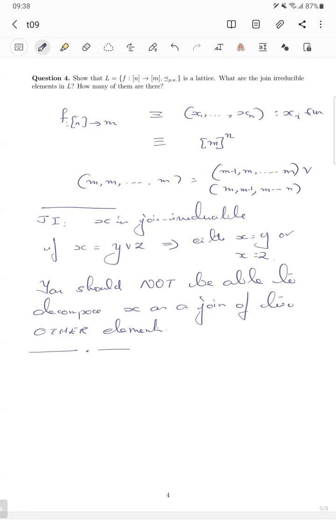Yeah, this one only. Right. So this is X, this is Y, this is Z. So X is equal to Y join Z, and both Y and Z are others. They are different from X. Then I think nothing is possible. Okay. Because the same issue was there.